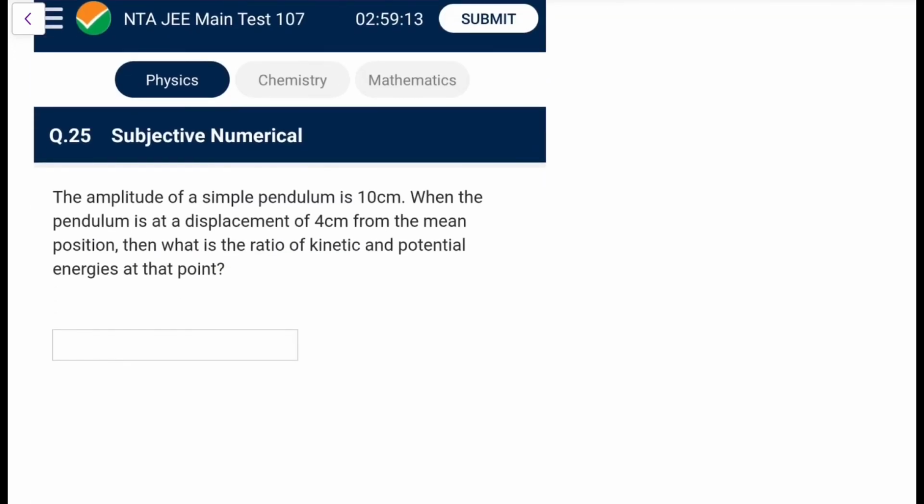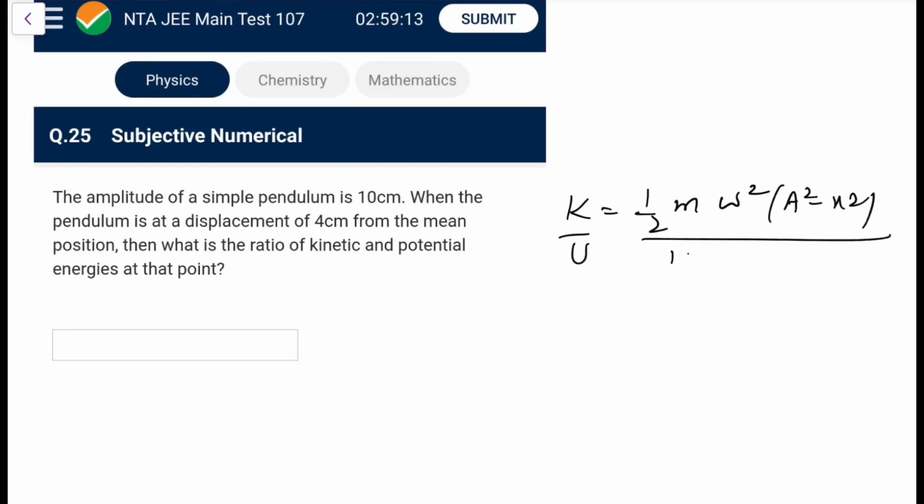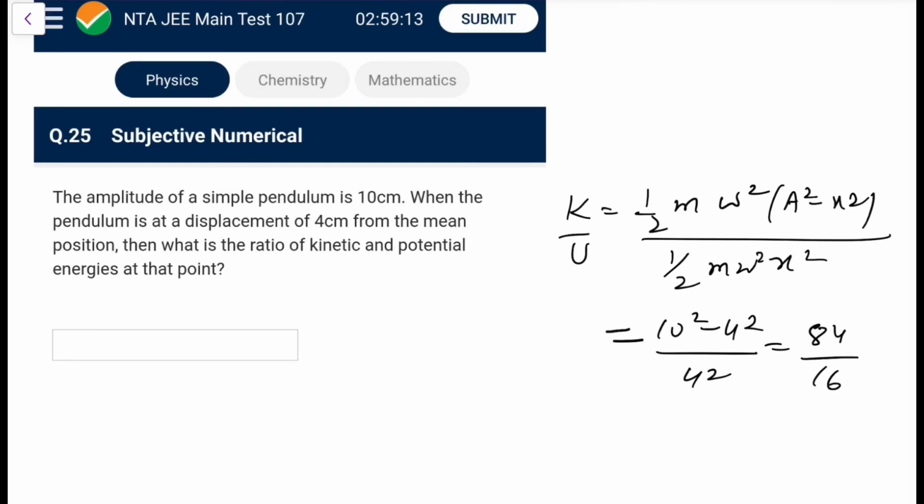Next, the amplitude of a pendulum is 10. When the pendulum is at a displacement of 4 from the mean, what is the ratio of kinetic and potential energy? Kinetic you can write as half m omega square into a square minus x square, and potential as half m omega square x square. So the ratio is 10 square minus 4 square upon 4 square, that is 84 by 16, if I'm right. 84 by 16, that is 21 by 4, that is we are getting 5.25 here.